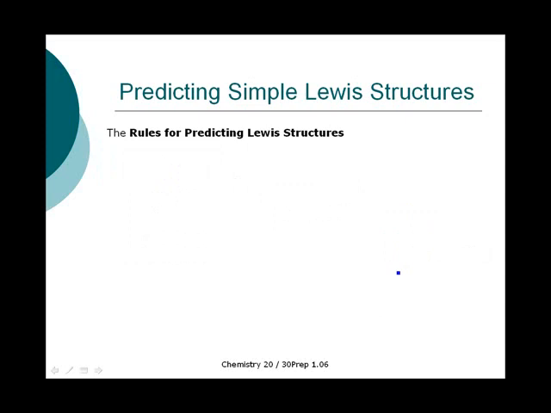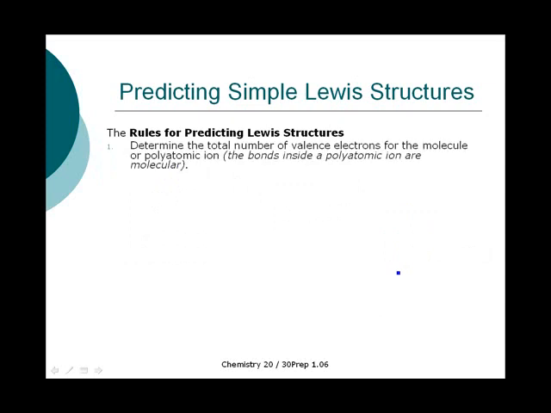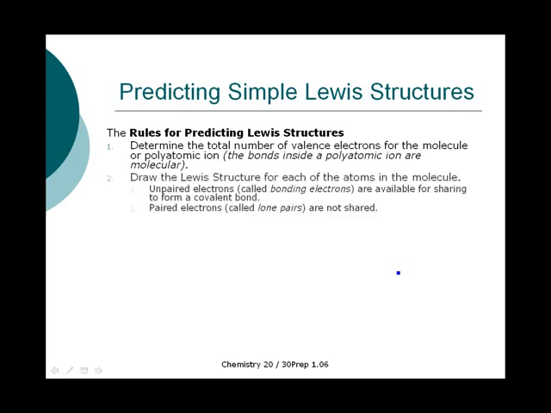For predicting simple Lewis structures, we can follow a set of rules. The first thing we're going to do is determine the total number of valence electrons for the molecule, or the polyatomic ion. And it turns out that when we look at polyatomic ions, they're actually molecular structures that then bind themselves ionically to a metal or a nonmetal. Once you're done counting up those electrons, you're going to draw the Lewis structure for each atom in the molecule just to see what it looks like.